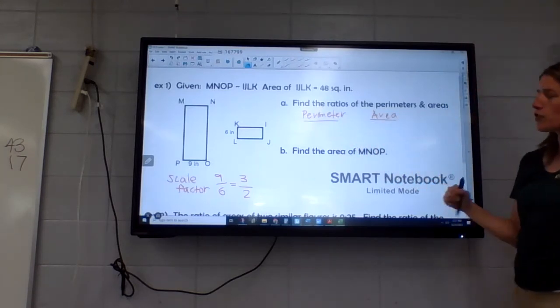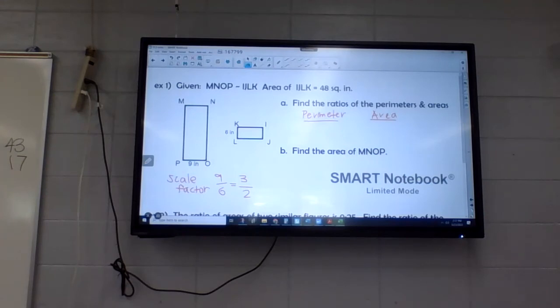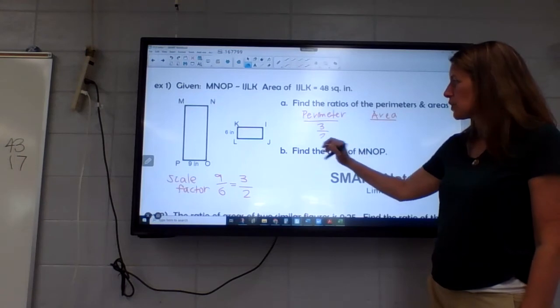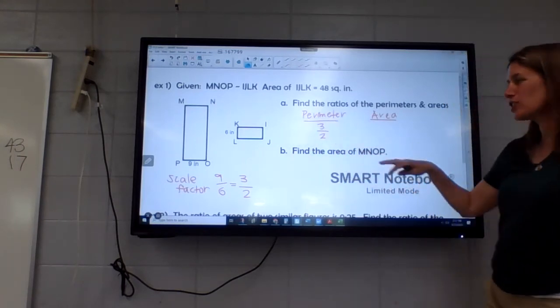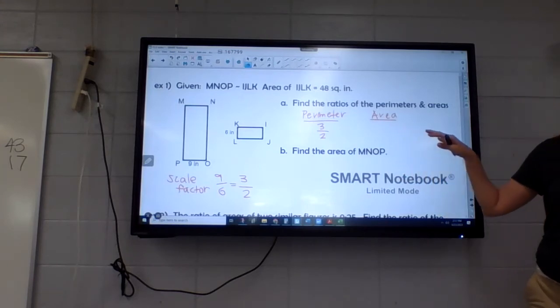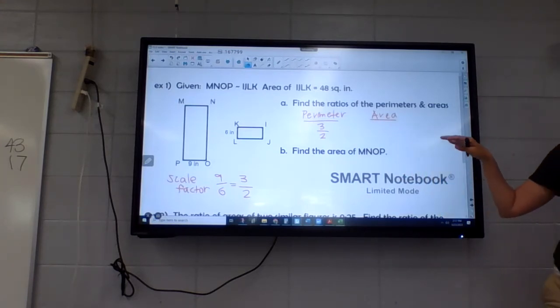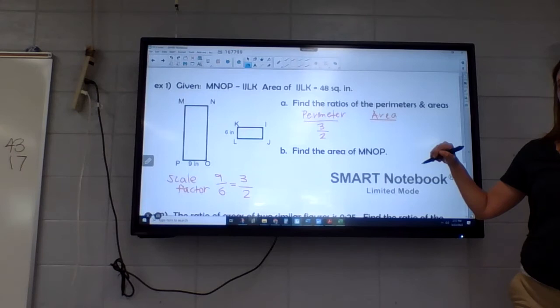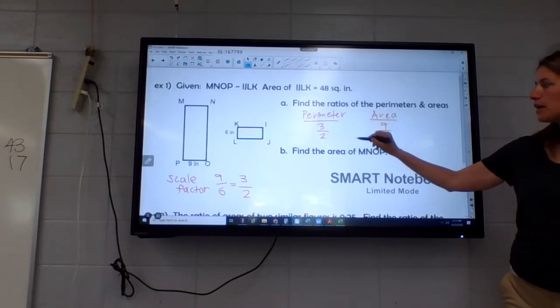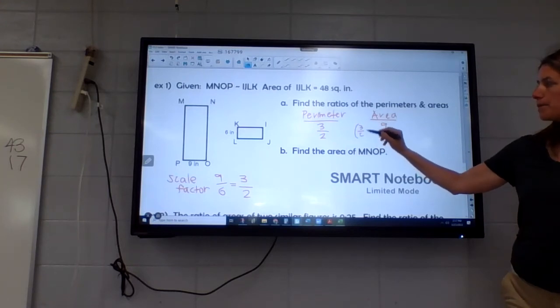So what would the ratio of the perimeters be? Kind of a silly question. Maybe too easy. 3/2. It's just 3/2. So the scale factor, the perimeter is going to be the same way. And then the ratio of the areas is going to be that squared, 9/4. So we take 3 and 2 and square them.